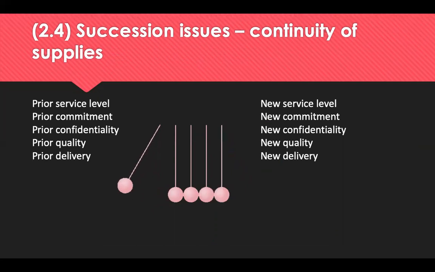Now, succession issues help us with the continuity of supply. So an exit strategy should set forth the organisation's service requirements for the period during which the parties are transitioning out of the relationship. And these requirements may include an obligation to maintain the same service level, the same commitment, maintain the confidentiality and quality, and ensure that delivery is being maintained prior to the start of the termination process.